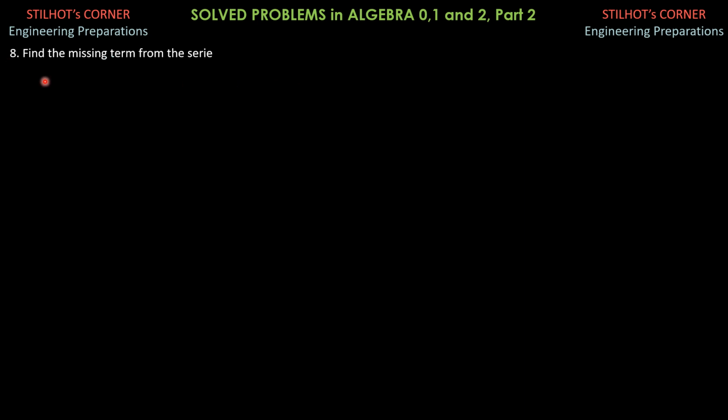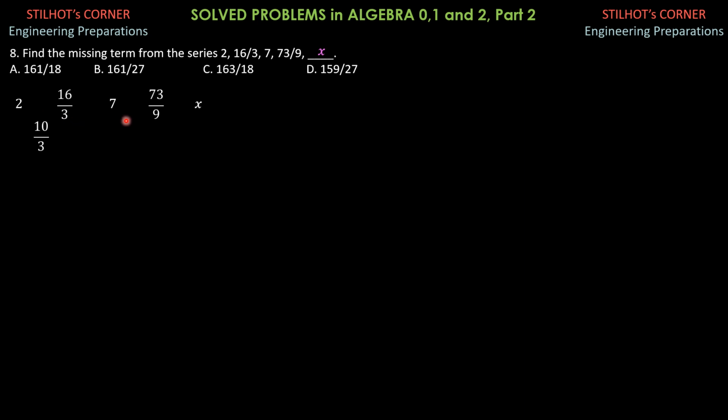Problem 8: find the missing term from the series 2, 16/3, 7, 73/9, then blank. The technique usually is to get the difference between adjacent terms. I'll call the missing term x. So 2, 16/3, then 7, 73/9, then x. Then the differences: 16/3 minus 2 is 10/3, 7 minus 16/3 is 5/3, 73/9 minus 7 is 10/9.